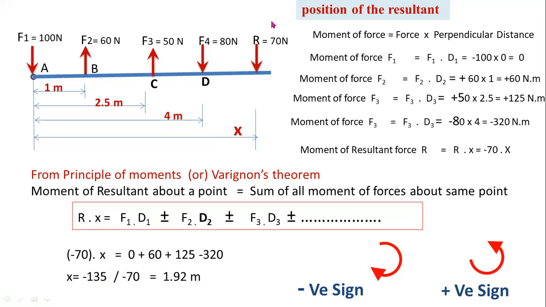That means this resultant force lies between B and C. This is the position of the resultant, because the distance x is 1.92. From here to here the distance is 1.92, that is x equals 1.92. So the resultant lies between point B and C. This is the answer.